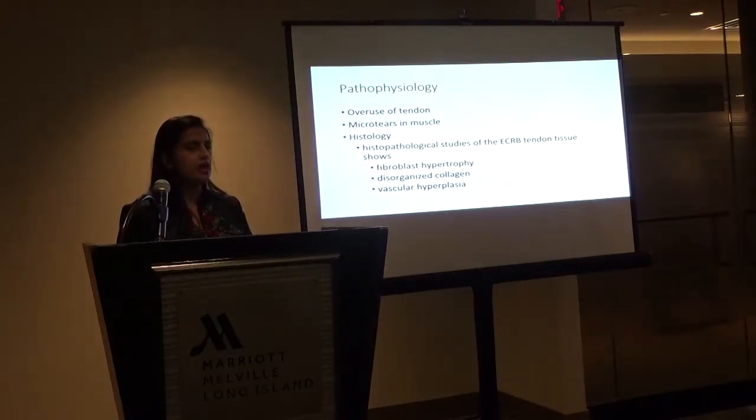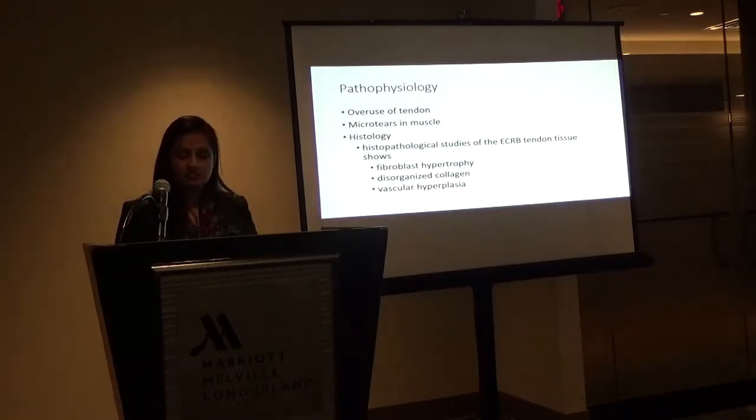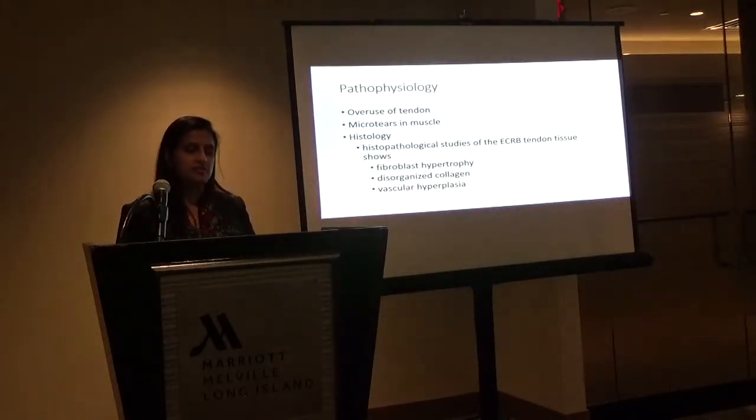So again, we talked about why this happens. You get micro tears in the fascia, and the tendon itself, or in the muscle itself. And they have done studies which show that there's increased hypertrophy in the collagen of that area, and there's disorganized collagen as well as a lot of inflammation and vascular hyperplasia. So it's definitely something different than, say, a healthy tendon and muscle.